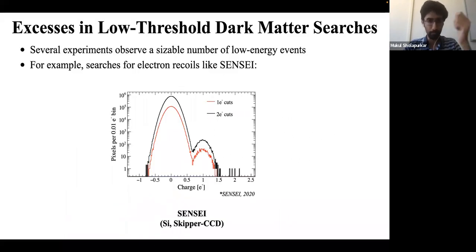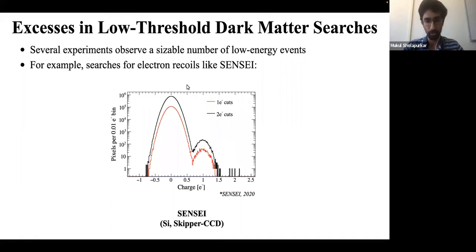And many of these experiments that I just showed the constraints for are observing a large number of low energy events in their low threshold detectors that cannot really be attributed to any previously known or previously thought of background mechanism for such detectors. So for example, I'm showing just one example here.